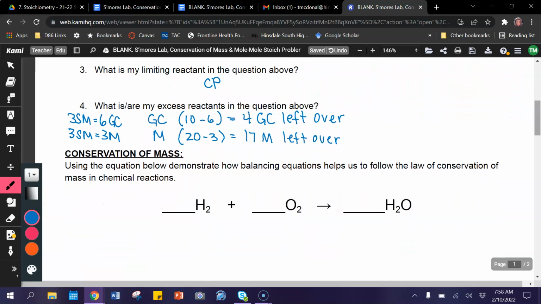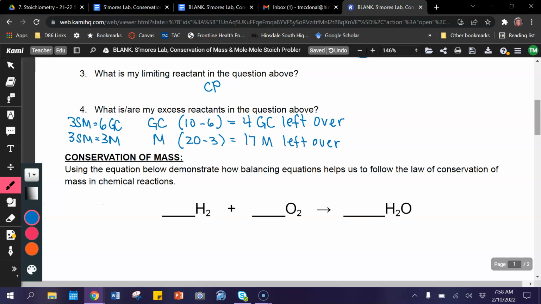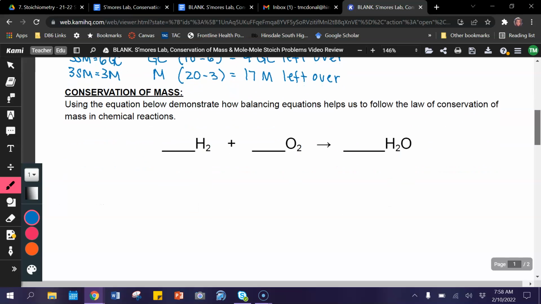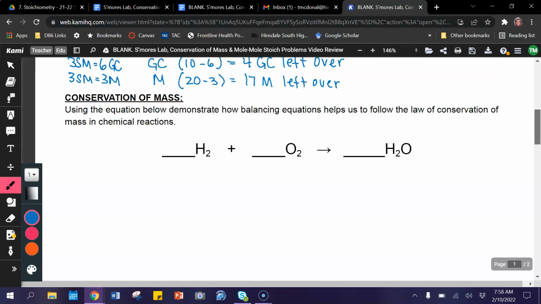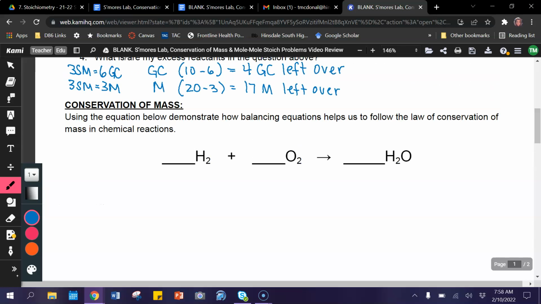All right, so that's it for s'mores. Those are just some little tastes of types of questions that you should be ready for. Now let's look at the law of conservation of mass.